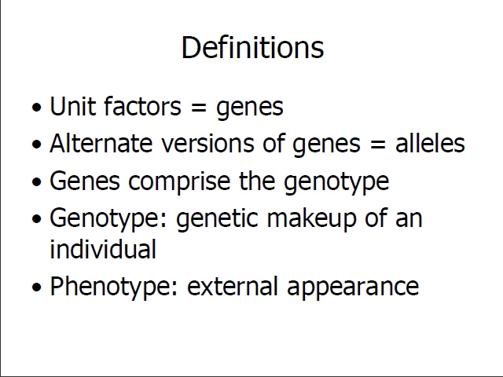Anyway, the genes comprise something called the genotype. That's the genetic makeup of an individual. And the phenotype is what he saw, and it's really all he had access to, which was the external appearance, the traits, how they're manifest.